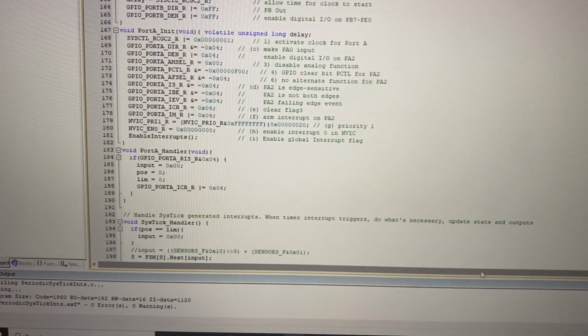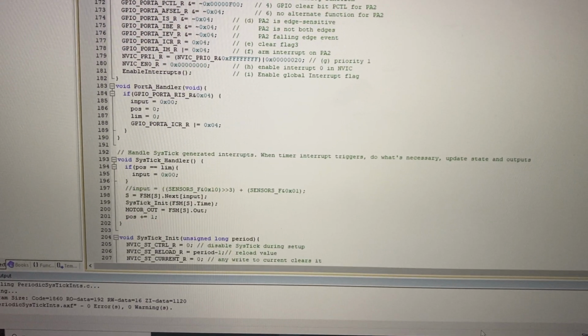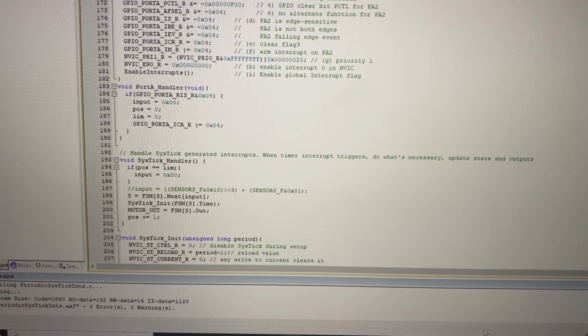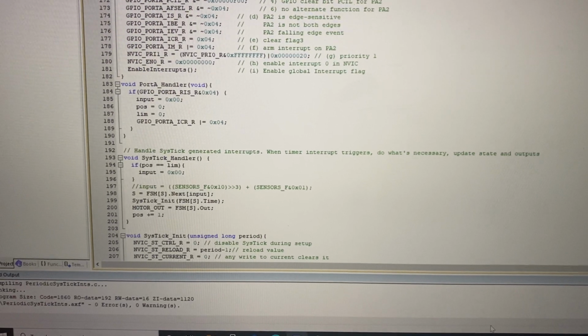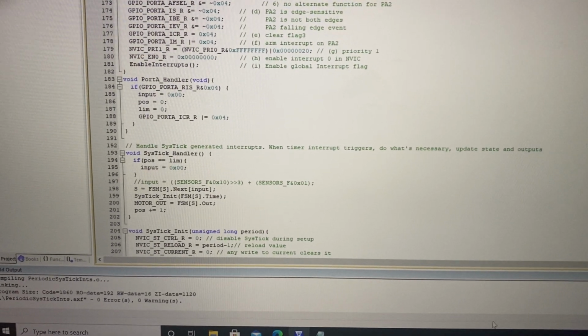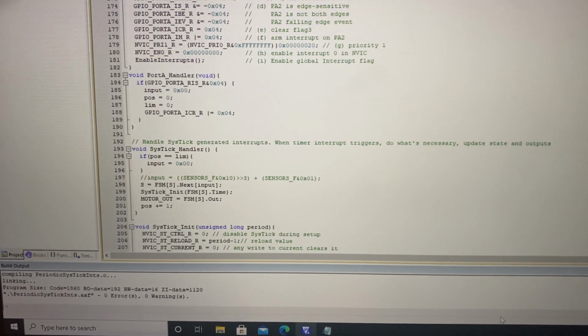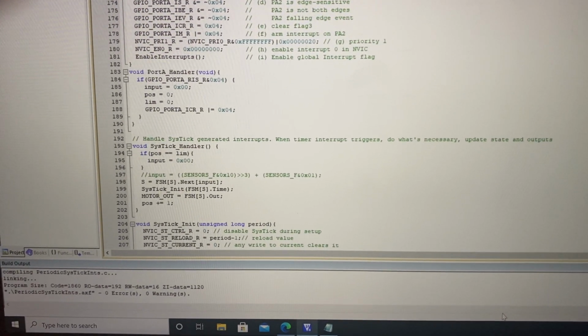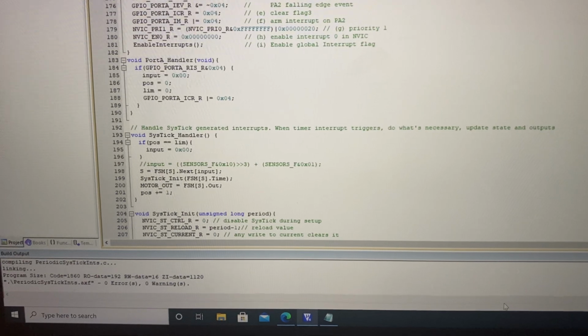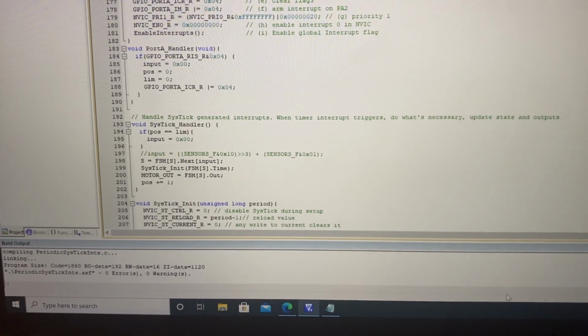So going further on, whenever GPIO Port A RIS 0x04, essentially what this means is that whenever the IR sensor detects something or detects an obstacle, it'll set the input equal to 0 and set pos equal to 0 and lim equal to 0. Essentially, this stops the entire vehicle from moving.